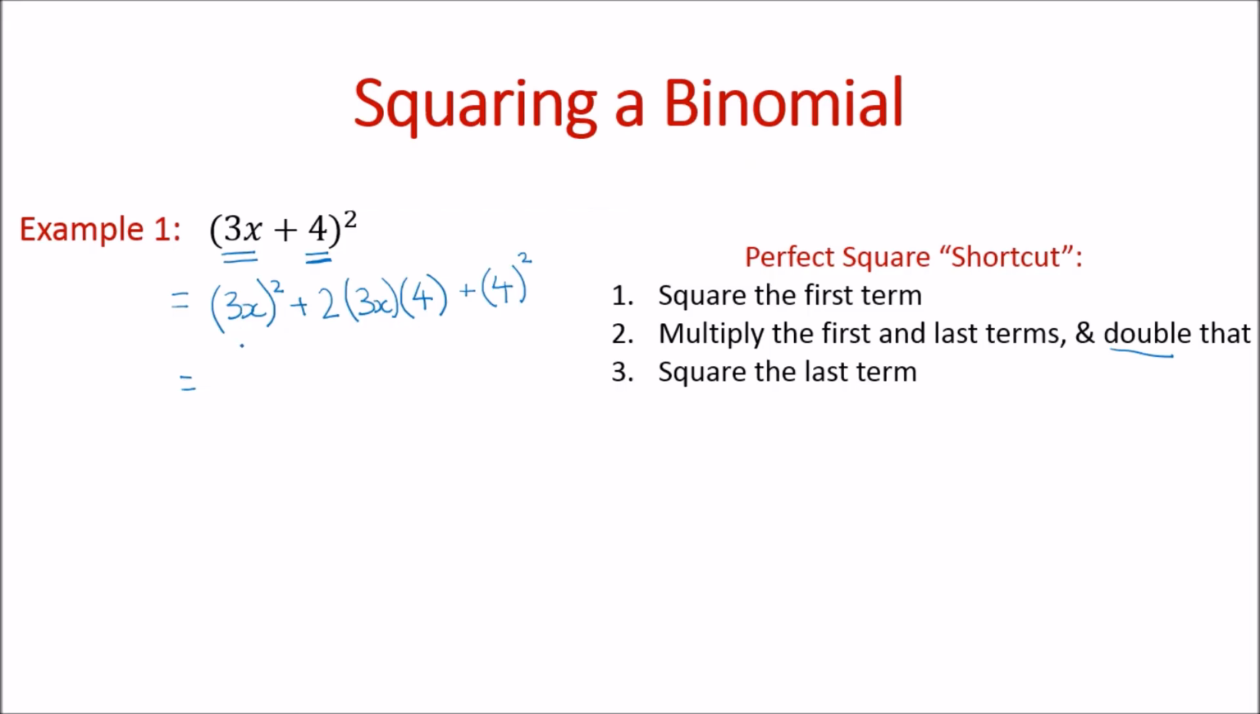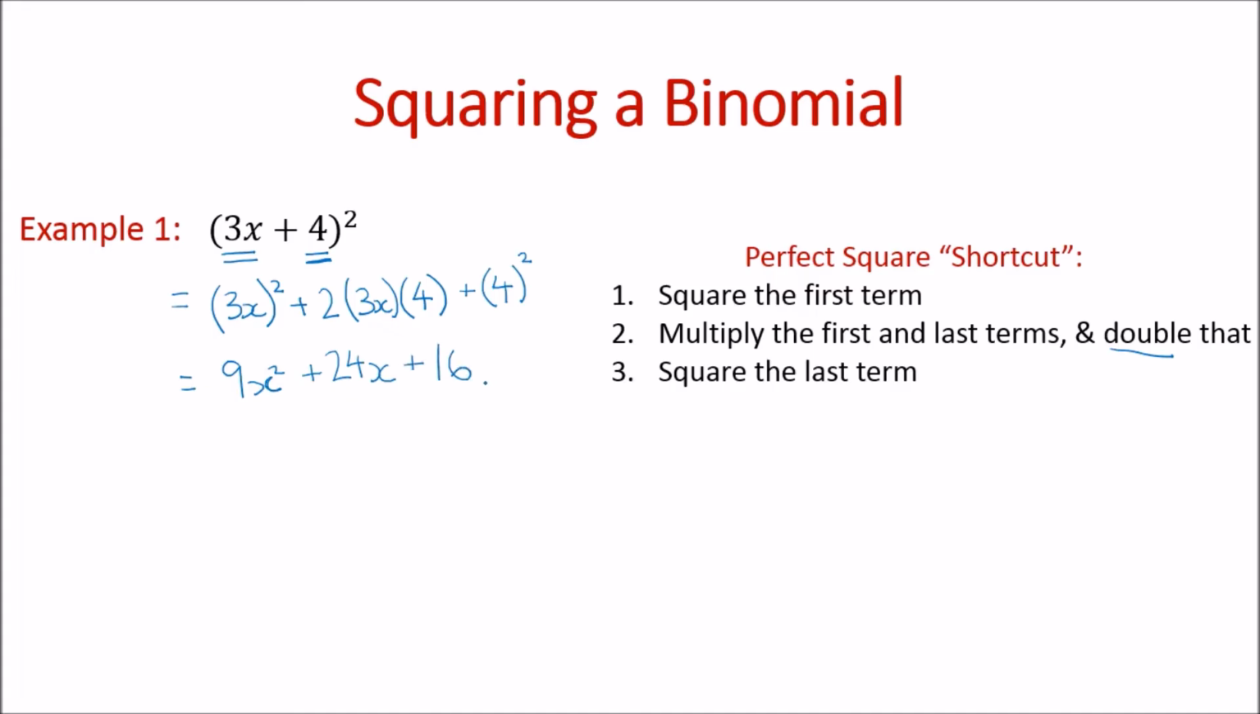So what we need to do now is work out exactly what each of these 3 terms is going to be. So 3x all squared means we're going to do 3 squared, which is 9, and x squared, which is x squared. We're also going to do 2 times 3x times 4. So let's do 2 times 3 is 6, 6 times 4 is 24. And don't forget to pop that x pronumeral in there. And lastly, 4 squared. 4 squared is 16.